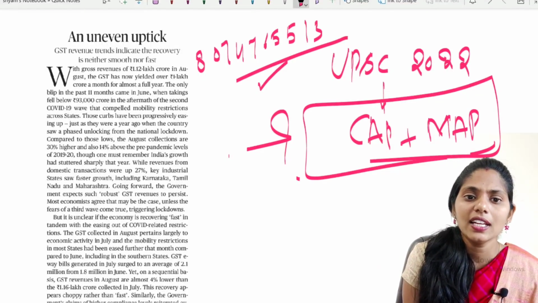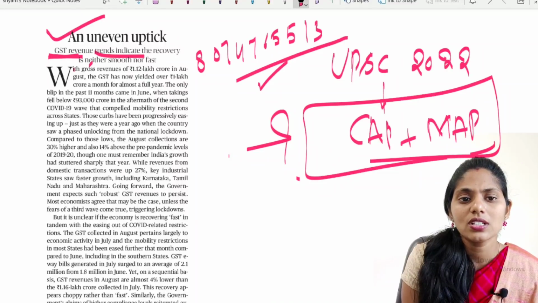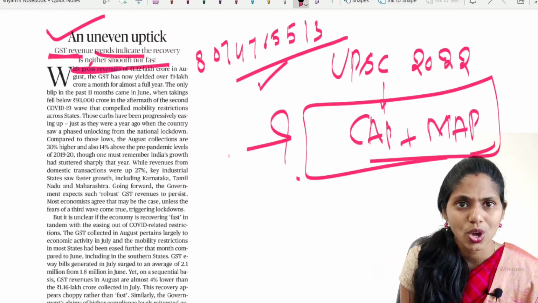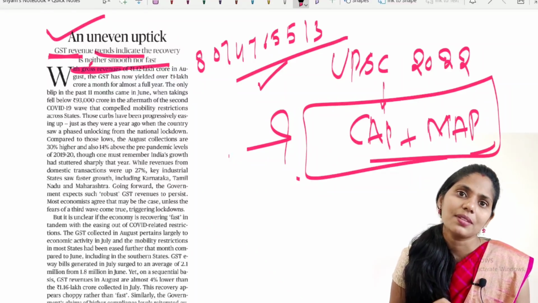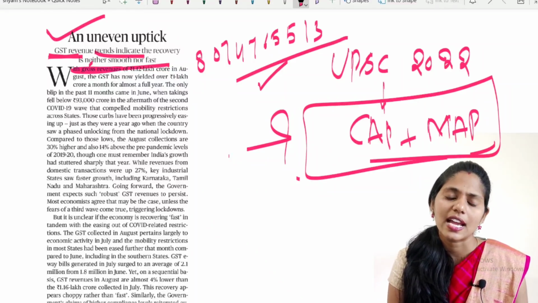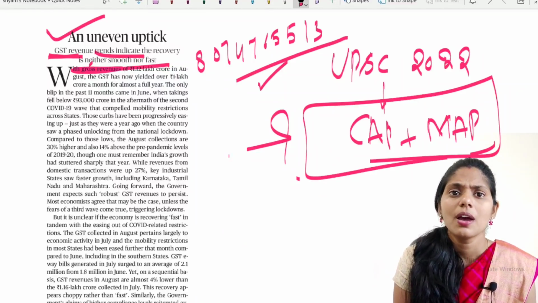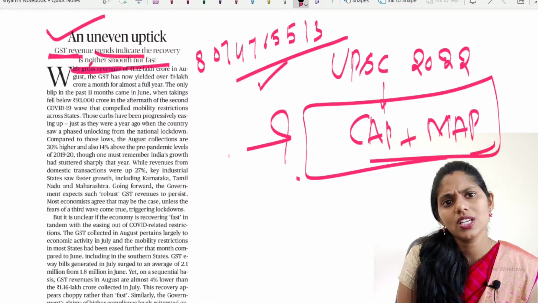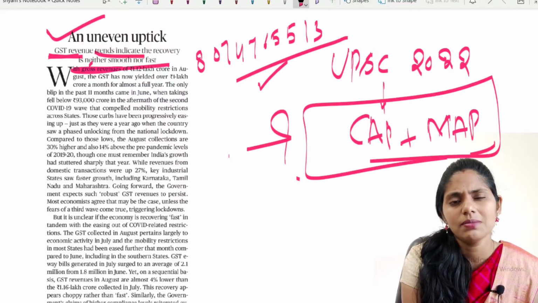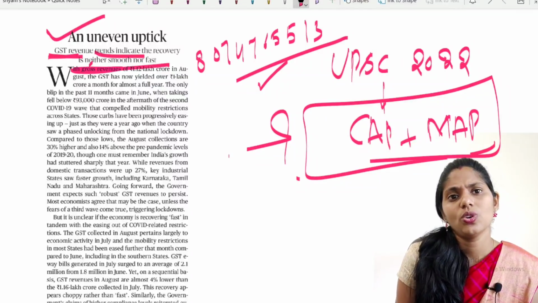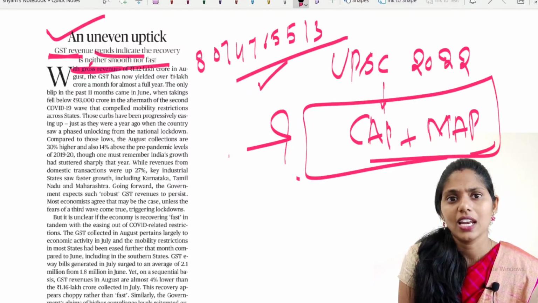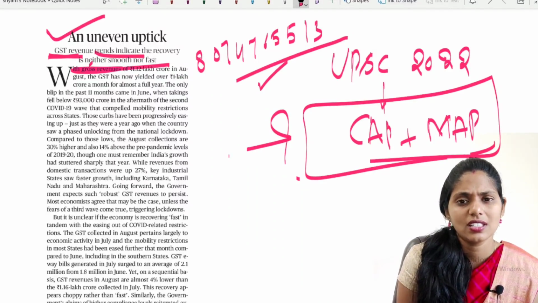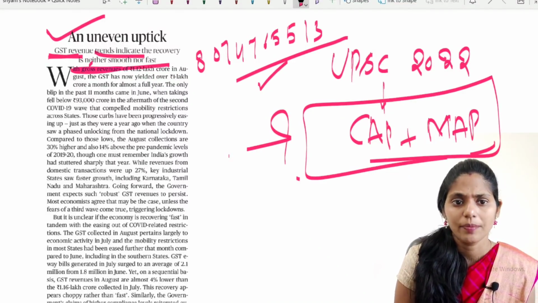Now let's come back and see the last article of this day. That is "An uneven uptick", that is, GST revenue trends indicate the recovery is neither smooth nor fast. This article is mainly talking about GST collections. In yesterday's lecture we studied some background actually. In today's editorials there is nothing much important. You can read one editorial regarding the Taliban. That's it.